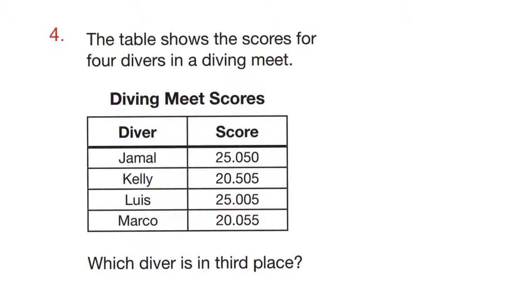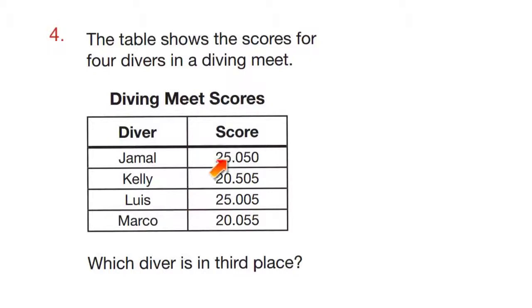Okay, to do this, we must look at the chart given, and we have to look for the person that has the highest score. The highest score would be in 1st place. So we're going to start here. We're going to look at our tens place first. The tens are all the same. The digit is 2. So we're going to go next. We're going to see a 5, a 0, a 5, and a 0. So it is between Jamal and Lewis for 1st place.